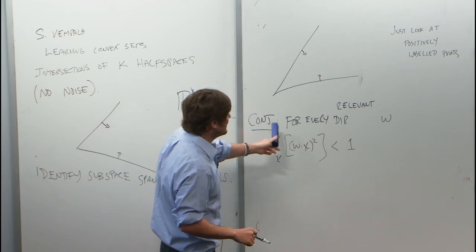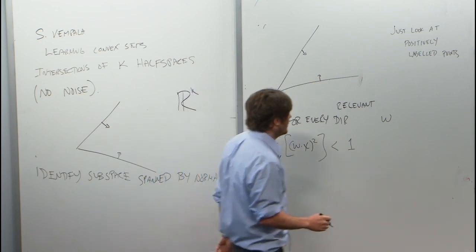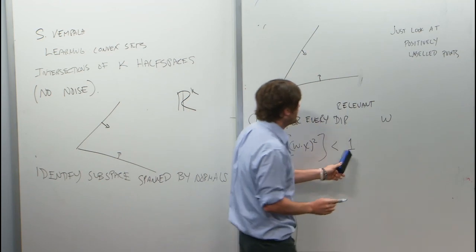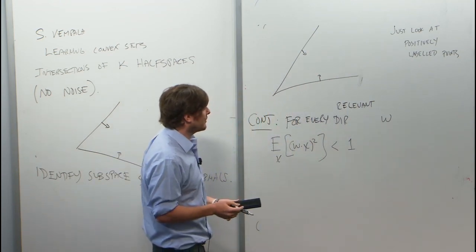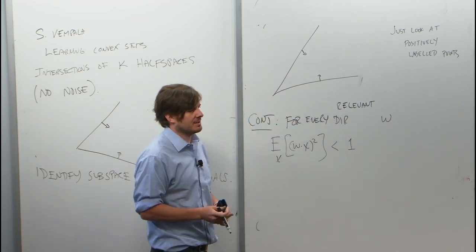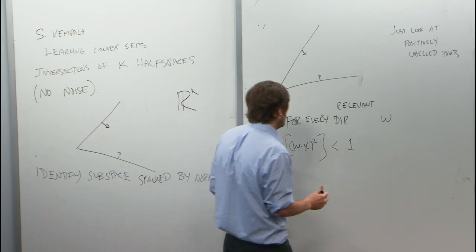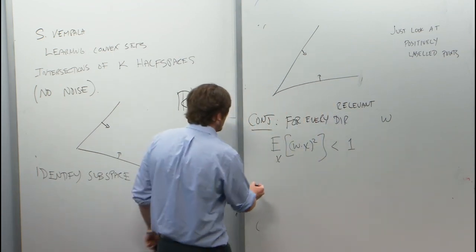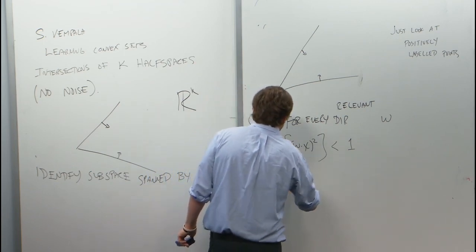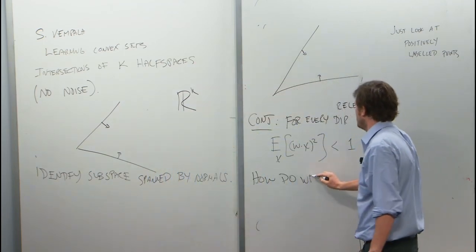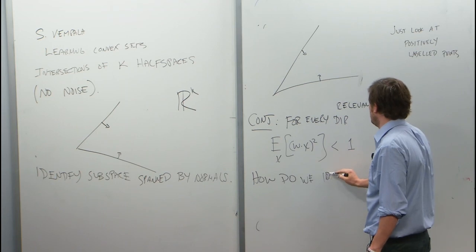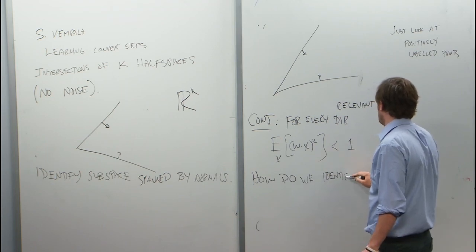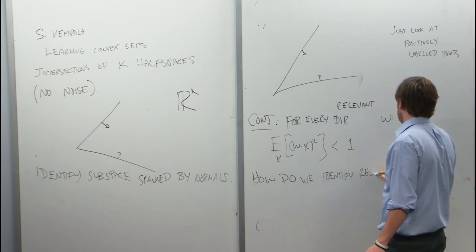So the conjecture is that for every direction, this is bounded away from 1. And in fact, this is bounded away from 1 by a noticeable amount that you can detect by random sampling. Okay? So let's assume this is true. Let's assume the conjecture is true. How do we identify the relevant subspace?